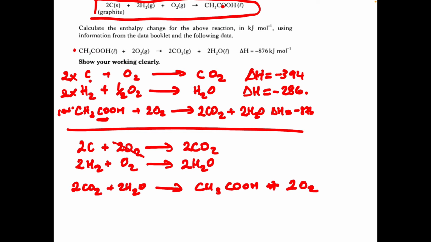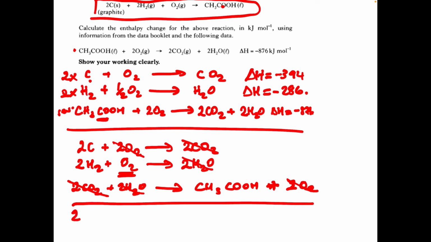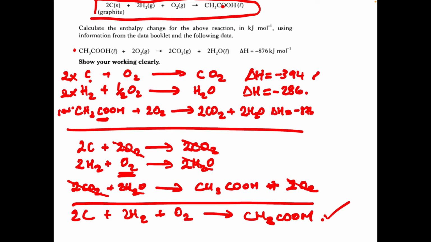Obviously we want to cancel some of these out, so we'll start with our oxygen. We've still got an O2, so don't cancel that out because there's only 2 that we can cancel on each side. We've got 2CO2 and 2CO2, and 2H2O and 2H2O, which means we've made our target equation of 2C plus 2H2 plus O2 gives us CH3COOH. So we've got our target equation, that's working. That means with these values here, times by 2, times by 2, and reverse.